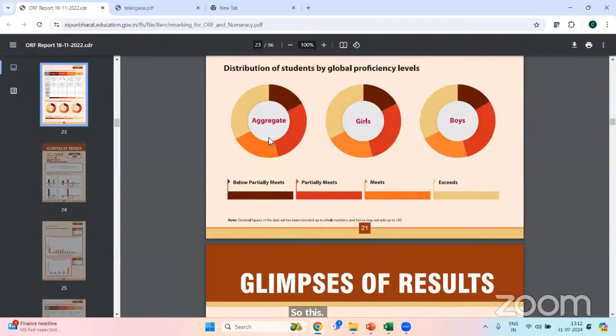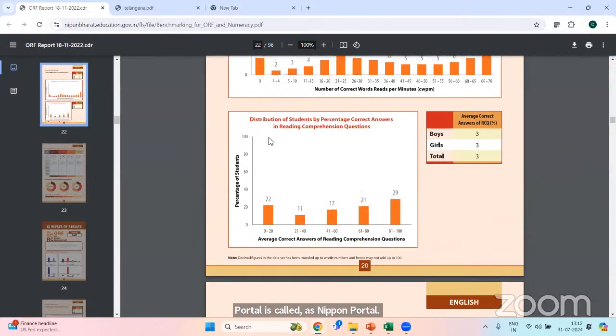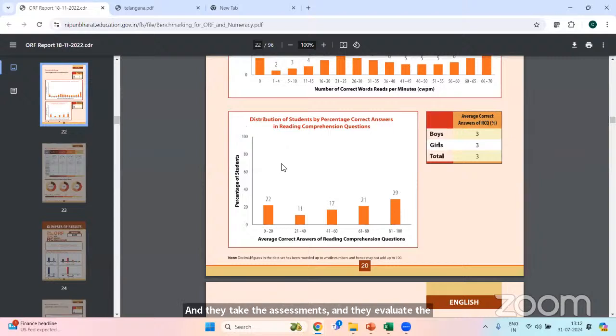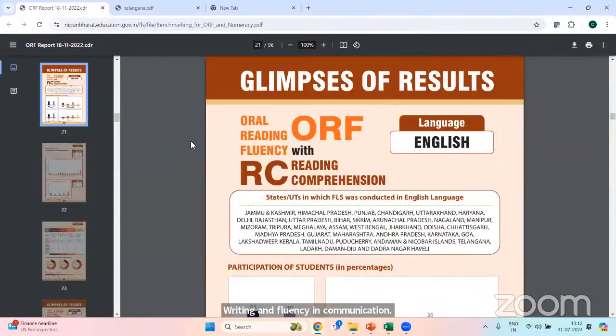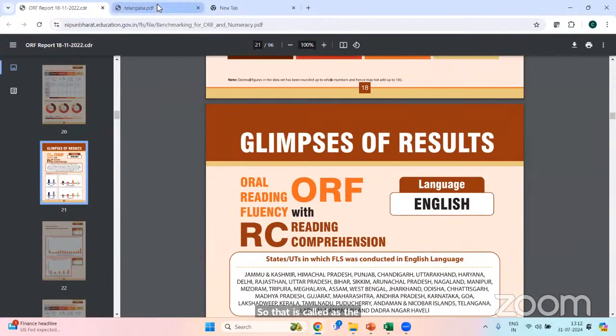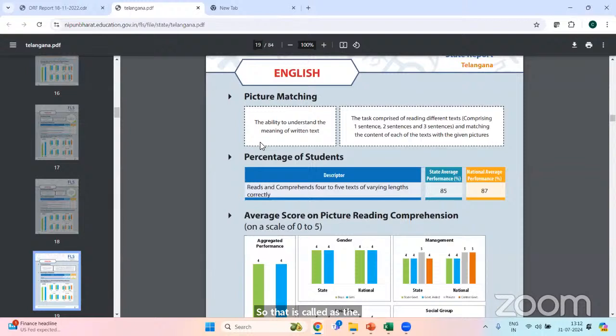The schools can register here, and a set of volunteers from the Nipun Bharat team usually visit the schools and take the assessments and evaluate the students based upon their progression and their proficiency in speaking, writing, and fluency in communication. So that is called the ORF scheme.